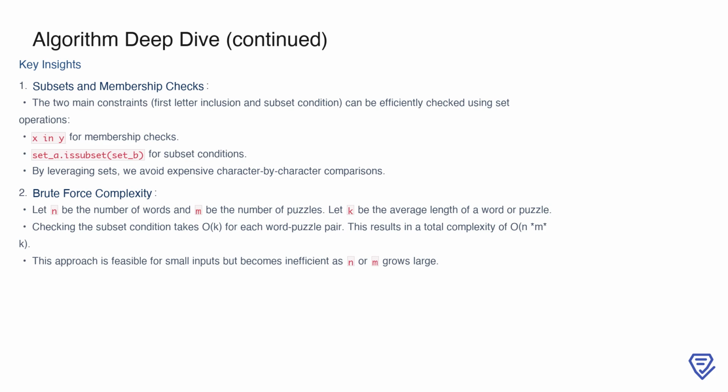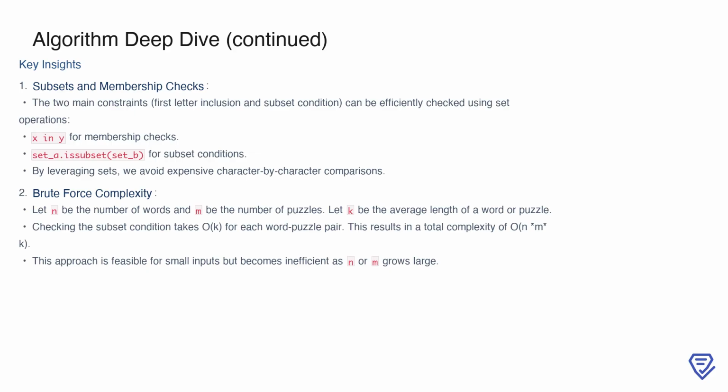However, the brute force approach has a significant computational cost. If n represents the number of words, m represents the number of puzzles, and k is the average length of a word or puzzle, the time complexity of checking all word-puzzle pairs is n*m*k. This might work for small inputs, but as n and m grow, the approach becomes computationally expensive and impractical for larger datasets.